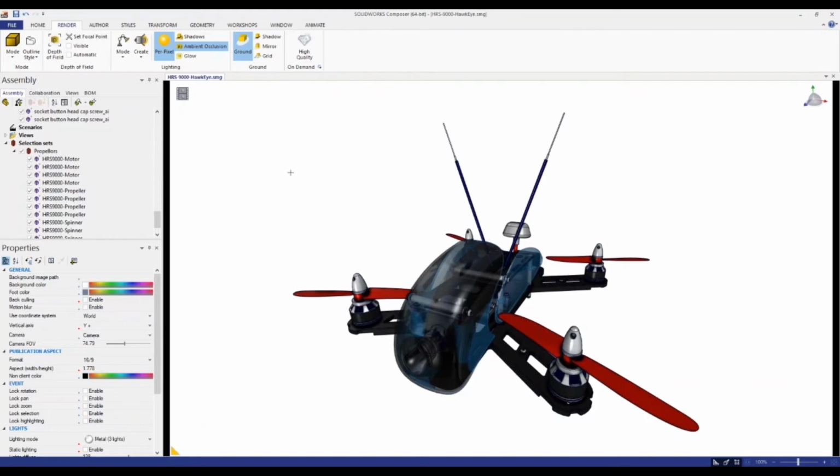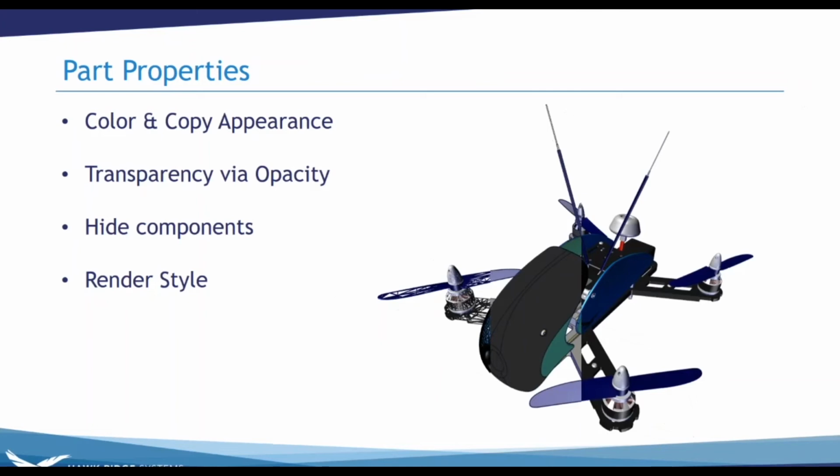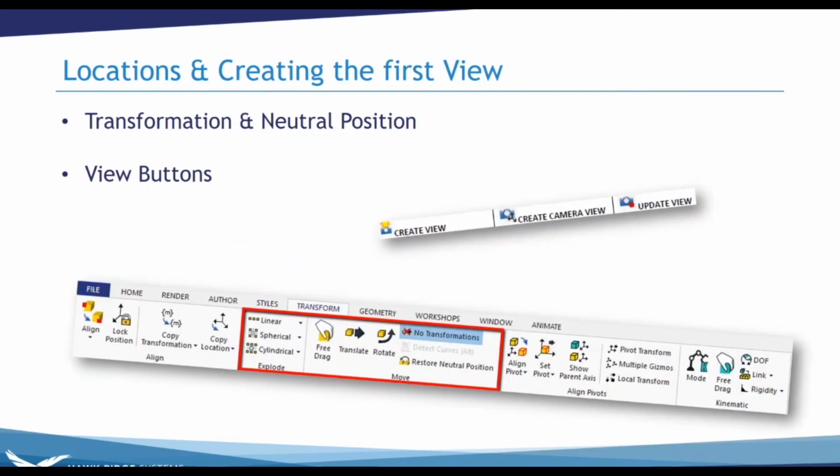So once that's done with our properties, we'll go ahead and pop back over to my PowerPoint, and let's see what's next. So we talked about applying colors, copying the appearance over, modifying the transparency via the opacity property, then hiding the components, and then modifying the render style. Under locations and creating the first view.